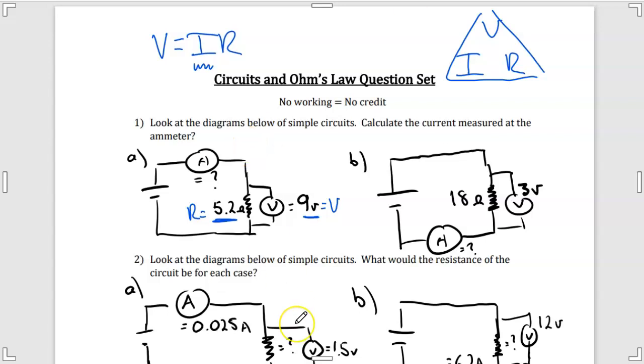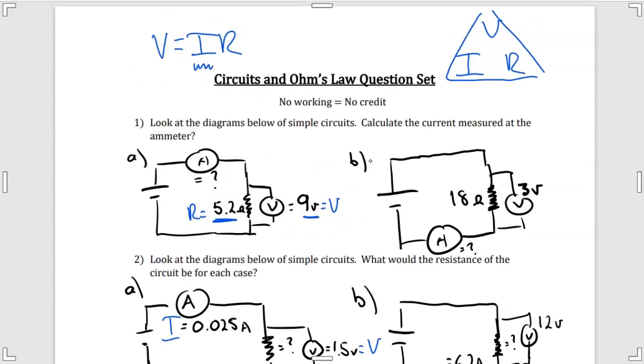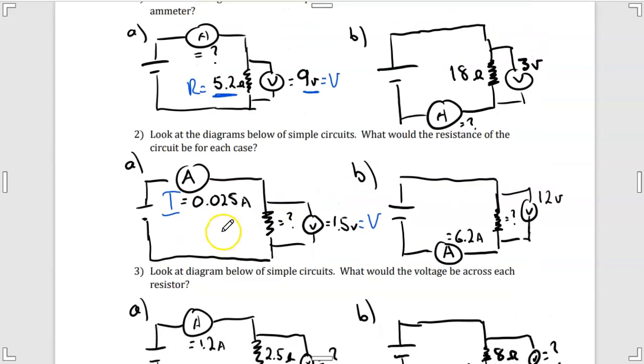So for number 2, you're doing the same, but you're trying to figure out what the resistance is. So you've got the voltage right here. This 1.5 volts is your voltage. This is your current, right? Your current is equal to 0.025. So again, if you want to find the resistance, it's just going to be voltage divided by current. So 1.5 divided by 0.025, and you're golden.